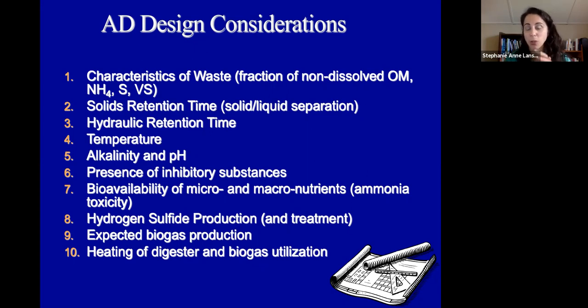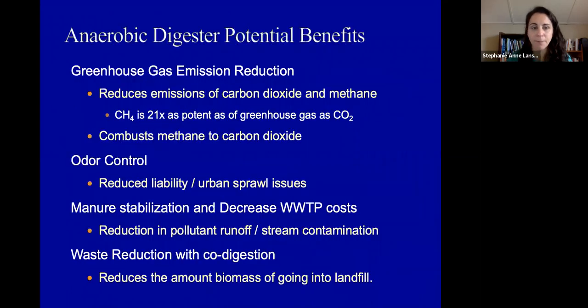We have to think about hydrogen sulfide production and treatment, because even though it's less than 1% of the biogas, it can be toxic to the utilization of our generators. How much biogas are we going to get so we can size our generator, and how are we going to heat, and then how are we going to use our biogas?